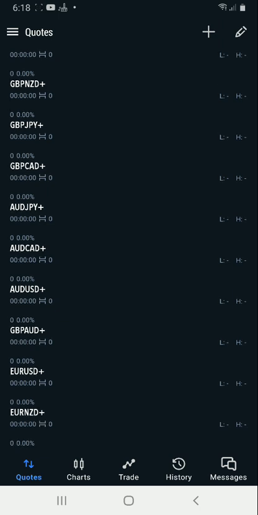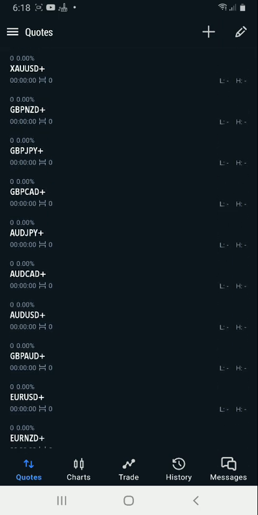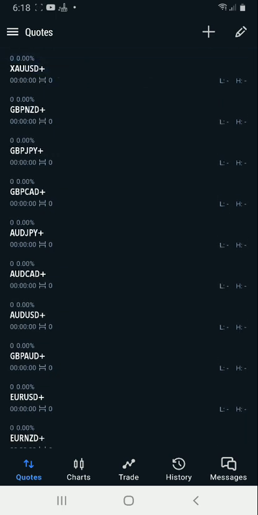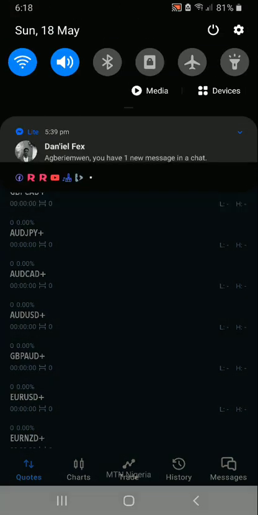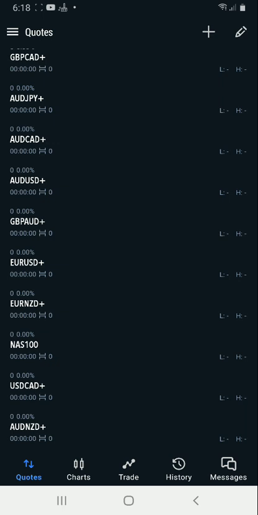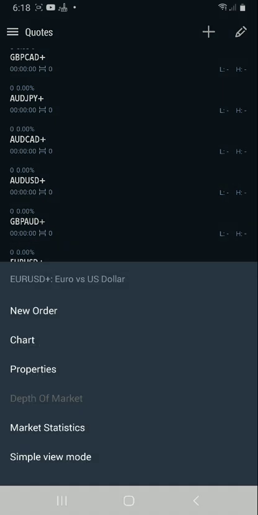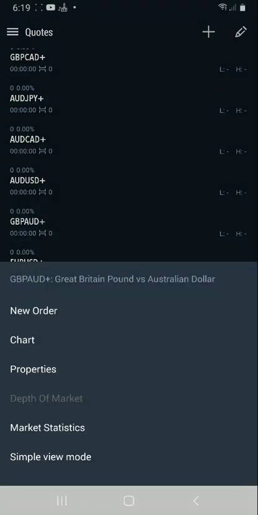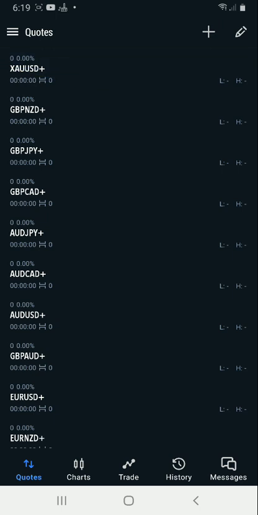Now let's get started. Once you get to MT5, the first page right here, you have the quotes. Let me highlight it for you. The quotes is where you see all the currency pairs you have added. These pairs are not showing the price because right now the internet is giving us a little bit of a problem. We have a very bad network. I told you in the beginner video, you have Euro USD, which is Euro versus US dollar, GBP AUD, which is British pound versus Australian dollar. Any pair you add, you have them here on the quotes.